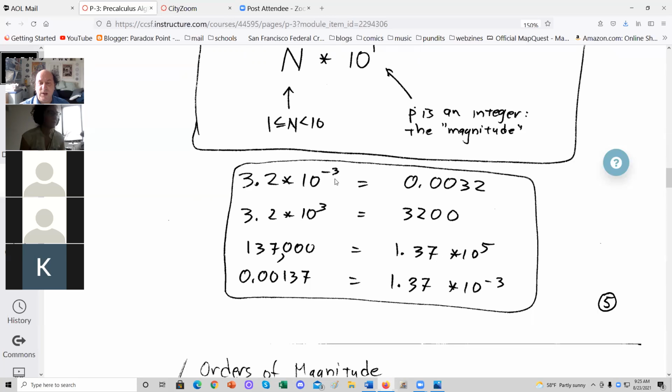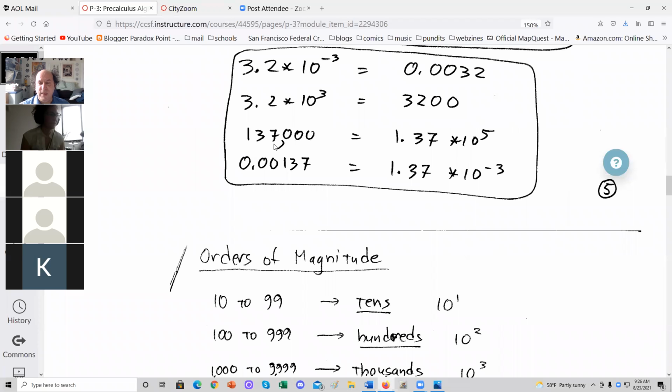That's in scientific notation. This negative third means it's a small number, so we move the decimal point left 1, 2, 3 spots to get 0.0032. These are equal. Here's 3.2 times 10 to the third. Well, this positive power means it's a big number, so we move the decimal point to the right 3 spaces and get 3,200.